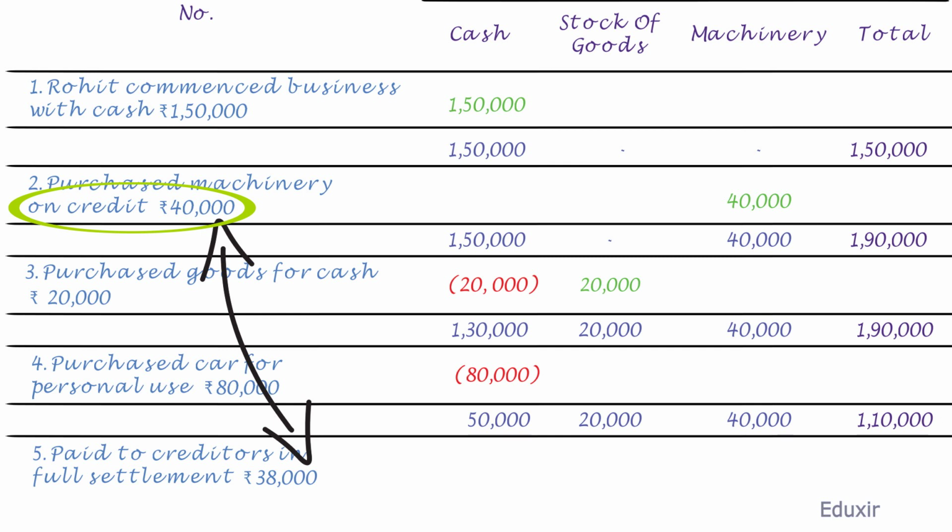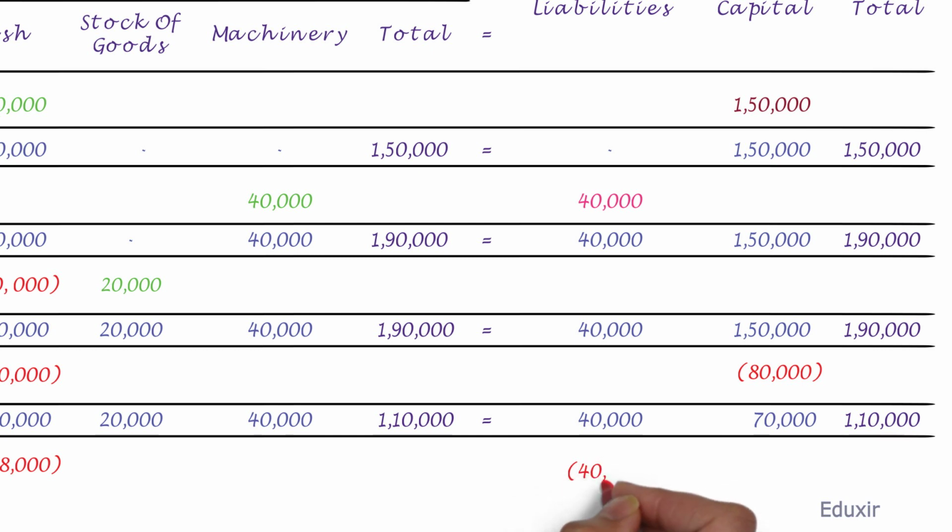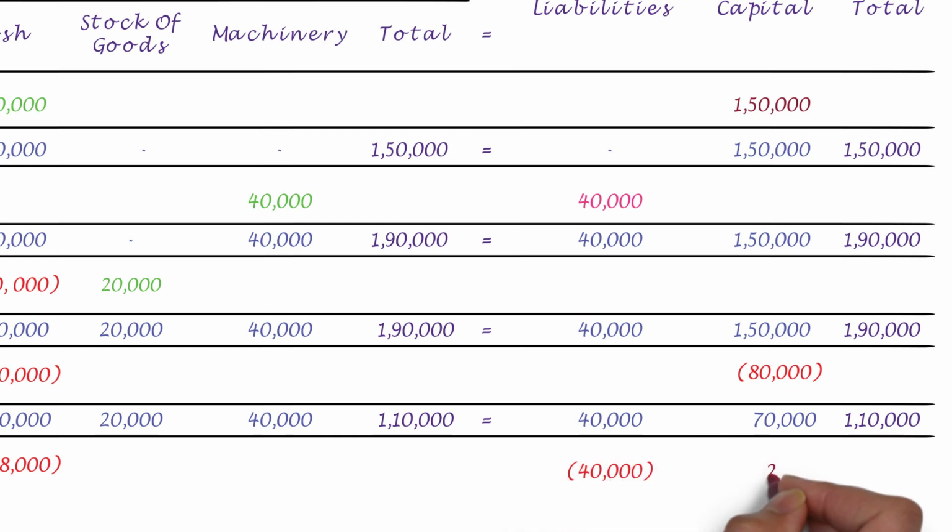As the payment is made in cash, this transaction reduces the cash asset by 38,000 rupees. Also, it discharges the business from a liability of 40,000 rupees. The received discount of 2,000 rupees should be added to the capital.